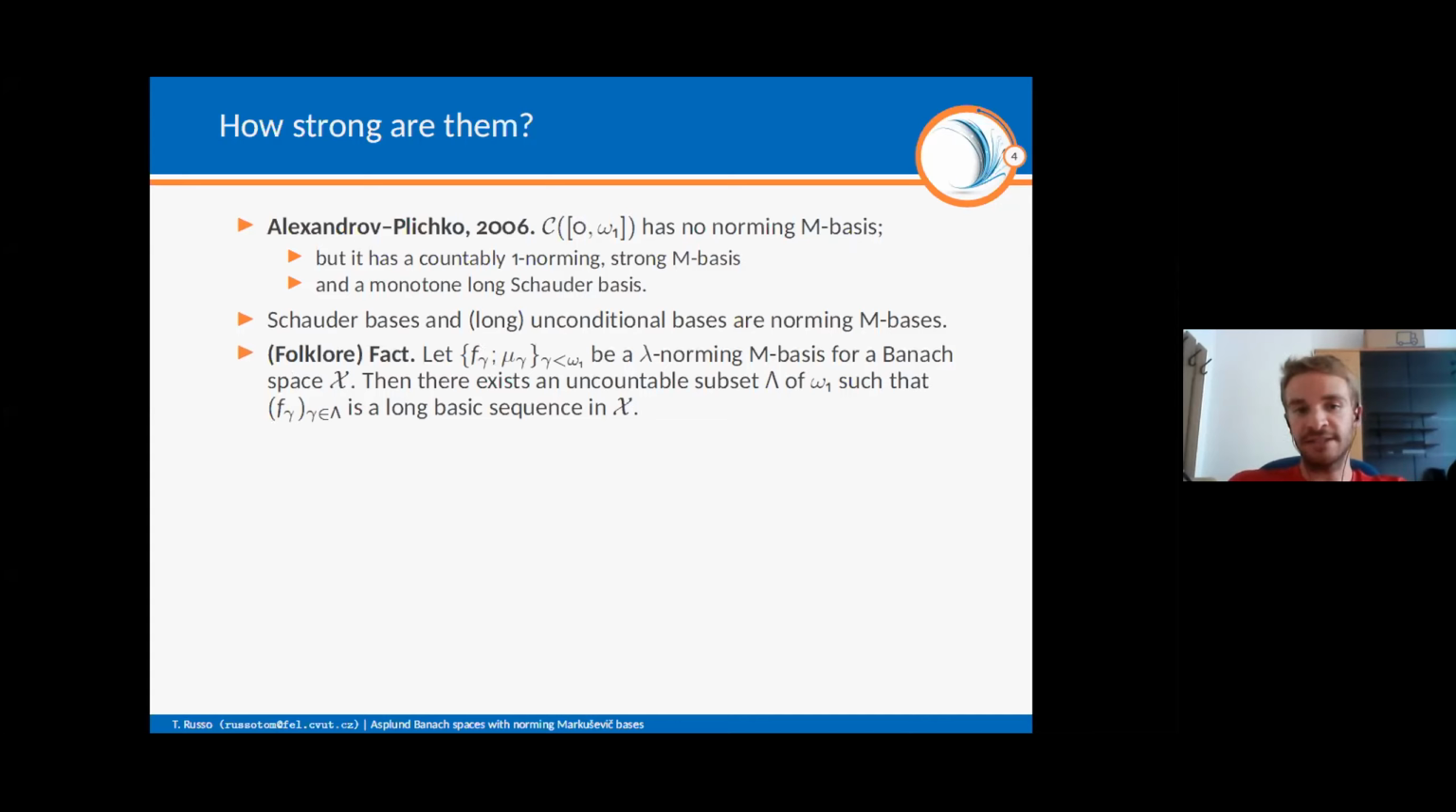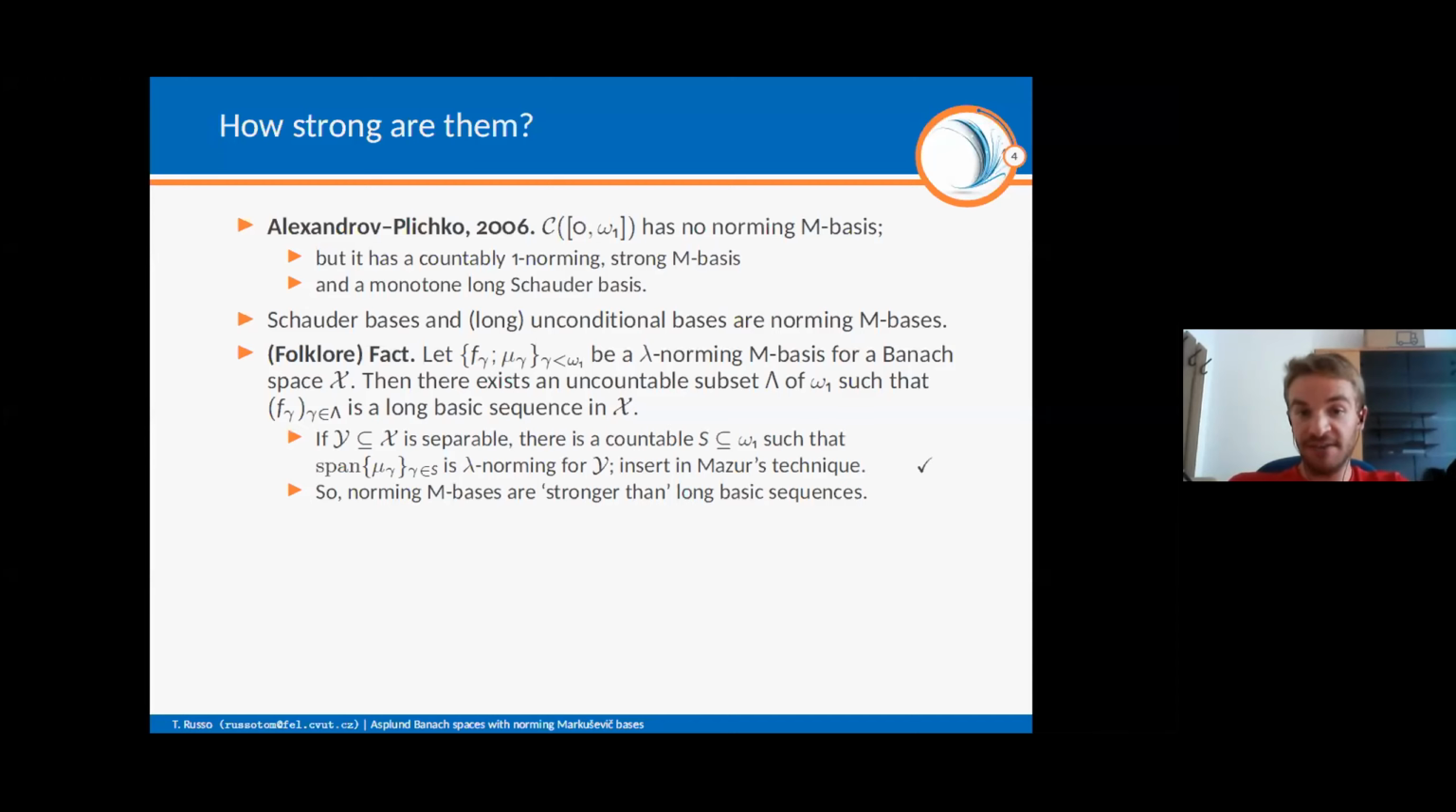But on the other hand, there is an extremely elementary observation, namely if you have a lambda norming M basis, let's say of length omega 1, then you can pass to an uncountable subset lambda of this omega 1, such that if you extract just these vectors when the index ranges in lambda, these vectors form a long basic sequence. So if you have a norming basis, up to passing to an uncountable subset, what you have is actually a long basic sequence. So in a sense, norming bases imply long basic sequences, so they are stronger than long basic sequences in this sense.